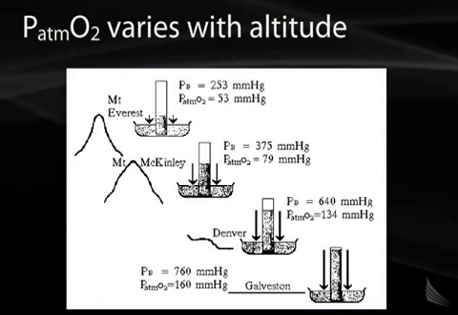Let's look at what's going to happen to the P atmospheric O2 as we go to higher and higher altitudes. So we start out at Galveston. Barometric pressure is 760, 21% of that 760, the atmospheric O2 is 160. We go up to Denver, about a mile high. Barometric pressure is now 640 millimeters of mercury. The atmospheric pressure, 21% of that, is down to 134. All the way up to Mount Everest at 29,000 feet, where the barometric pressure is 253, the atmospheric pressure, 21% of that, is 53 millimeters of mercury. So the atmospheric oxygen on top of Everest is just 53 millimeters of mercury.